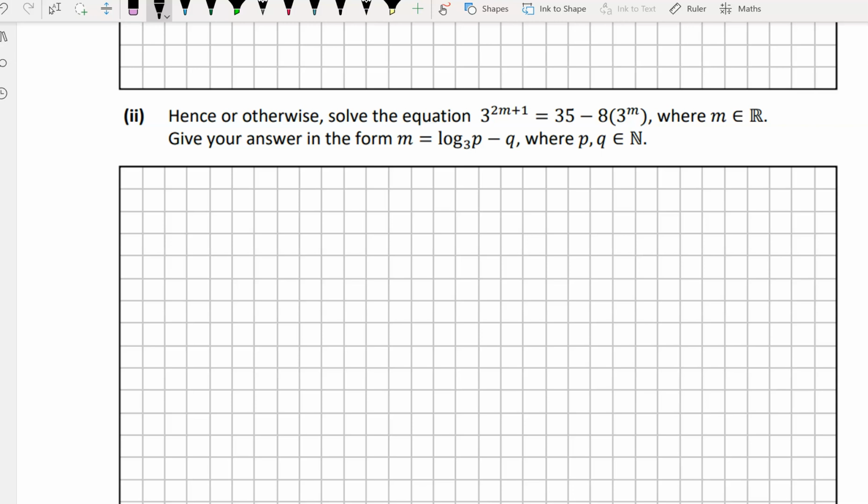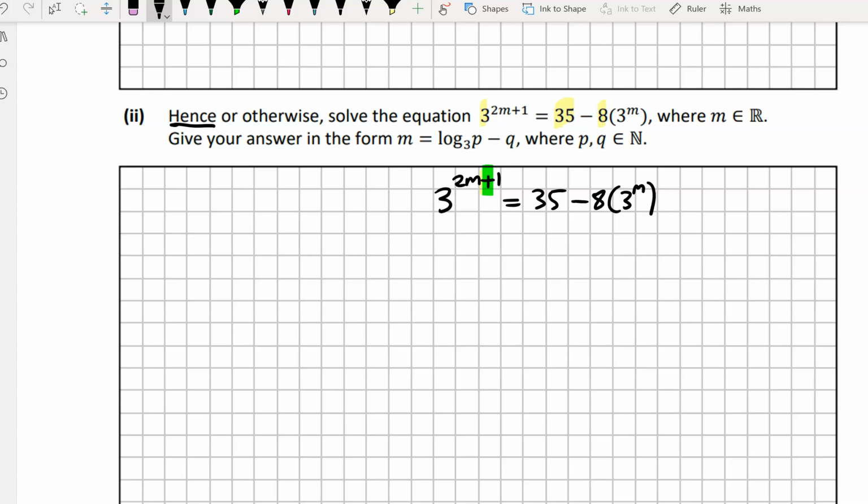Hence, solve 3 to the power of 2n plus 1 equals 35 minus 8 times 3 to the power of n. The hence is interesting. It does look very like the formula above. You have 3 to the power of something. You have 35. And you have 8 times something with a power. You could recognize this as u substitution, but first we'll rearrange the function that we've been given.